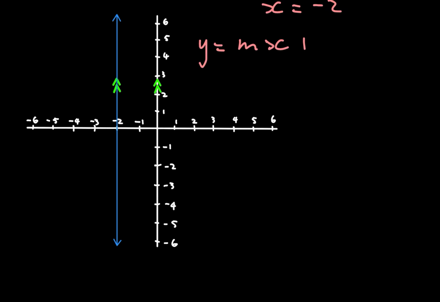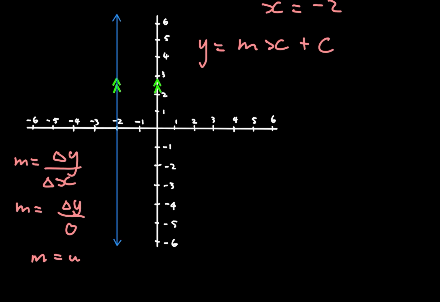y is equal to mx plus c. Well, let's work out the gradient. m is equal to change in y over the change in x. Now the change in x is always going to be 0 because your x value doesn't change. Now your change in y can be anything, so we'll leave that. And now you notice that your gradient is undefined. You don't have a gradient. So therefore, your m is undefined.